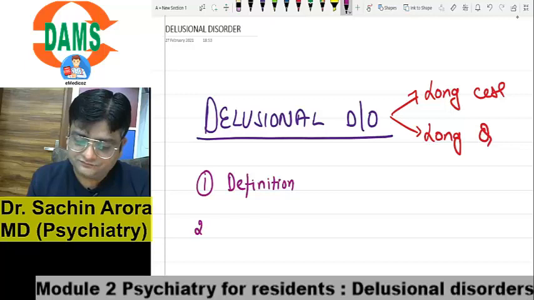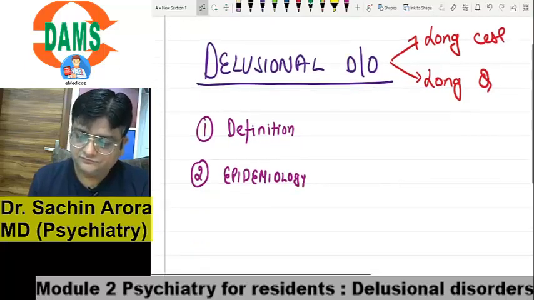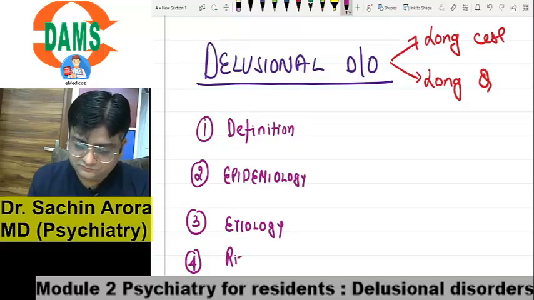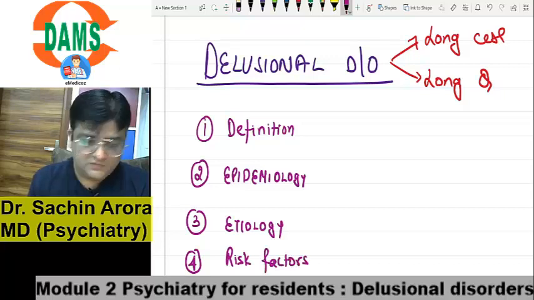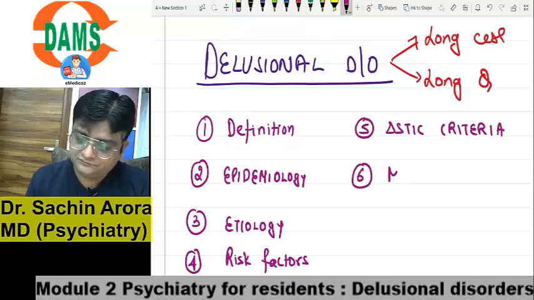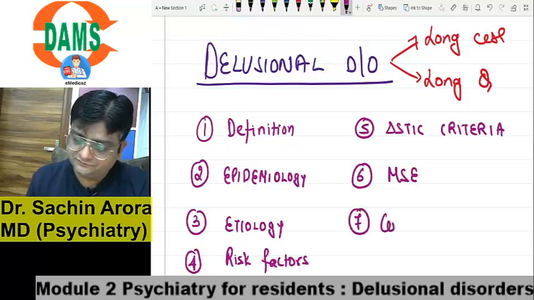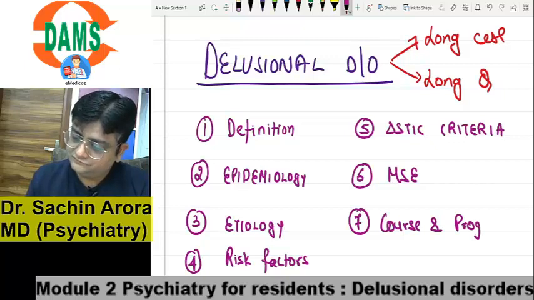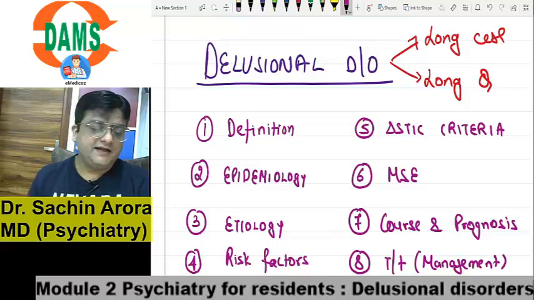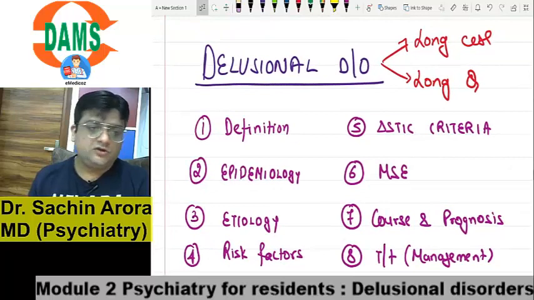Once again, definition, epidemiology, etiology, risk factors, diagnostic criteria, mental status examination, course and prognosis, and treatment or management. These are the 8 headings under which we shall be discussing this topic.